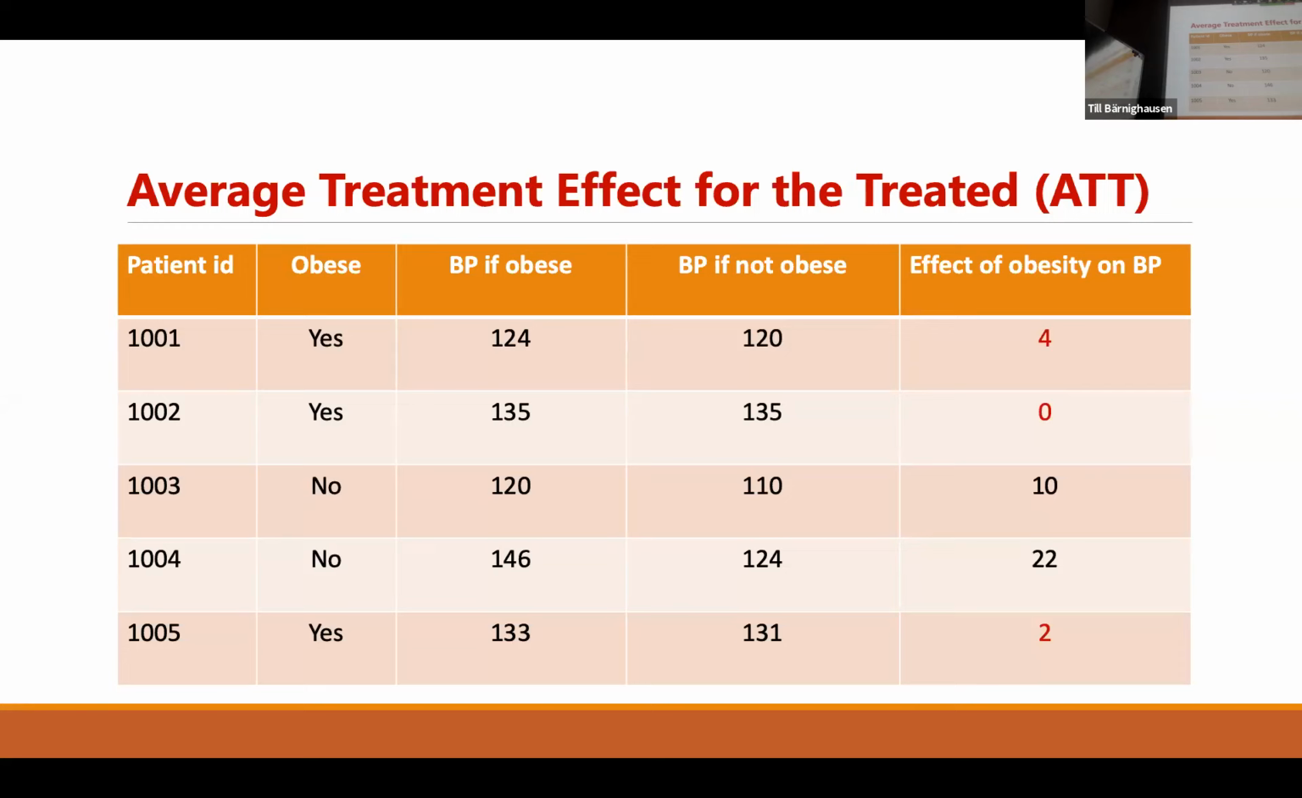So now, who are in the treatment group? The first person is obese. The second person is obese. And the 5th person is obese. So we know that in this population, the first, second, and fifth person are treated. The average treatment effect for them is 4 plus 0 plus 2 divided by 3, which gives us 2. So the average treatment effect for the treated equals 2.